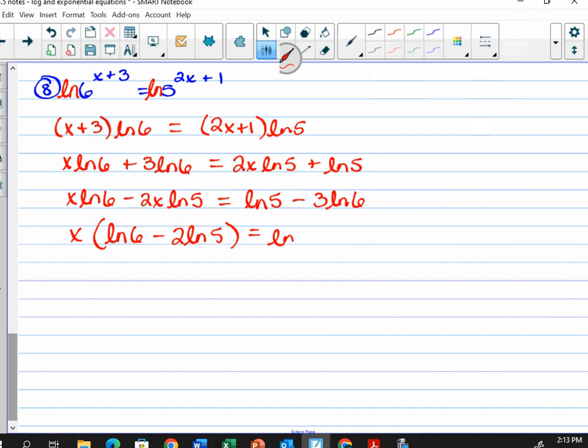Yeah, Jude? Well, before doing this step, could you just divide by natural log? No, because natural log is not like a variable. It's like an operation. It'd be like, can I divide by a plus sign? Like, no. So natural log on its own is not a number. It has to be like natural log of something.